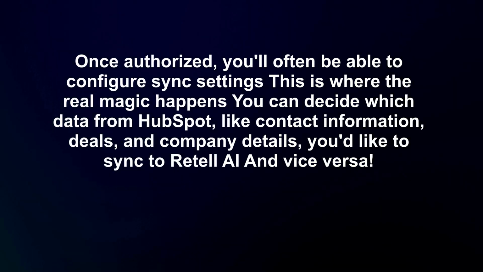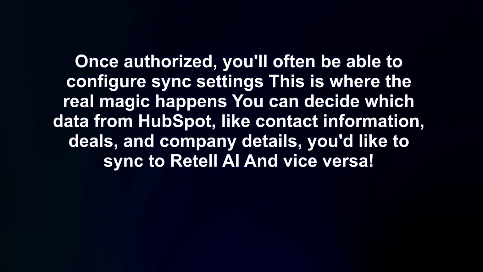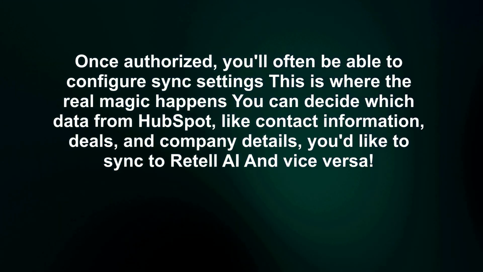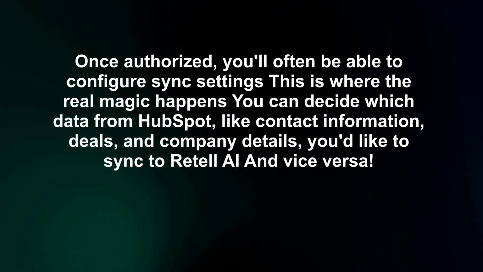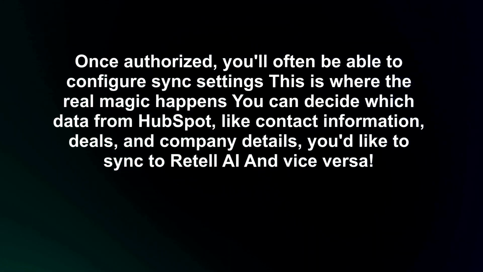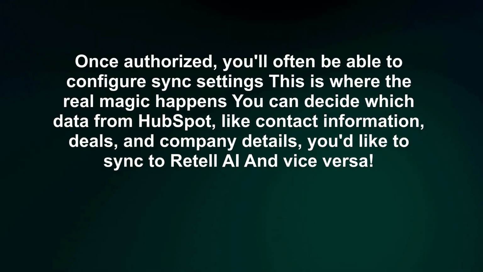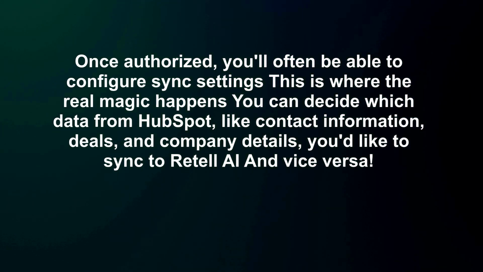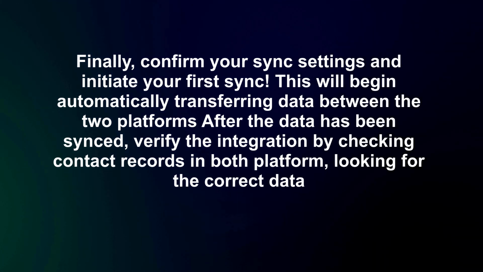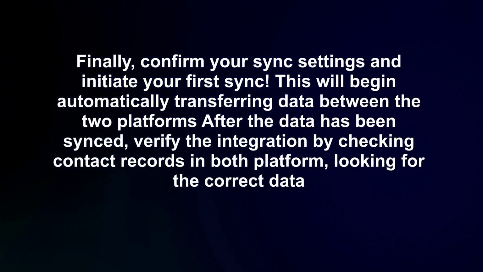Once authorized, you'll often be able to configure sync settings. This is where the real magic happens. You can decide which data from HubSpot, like contact information, deals, and company details, you'd like to sync to Retell AI and vice versa. Finally, confirm your sync settings and initiate your first sync.